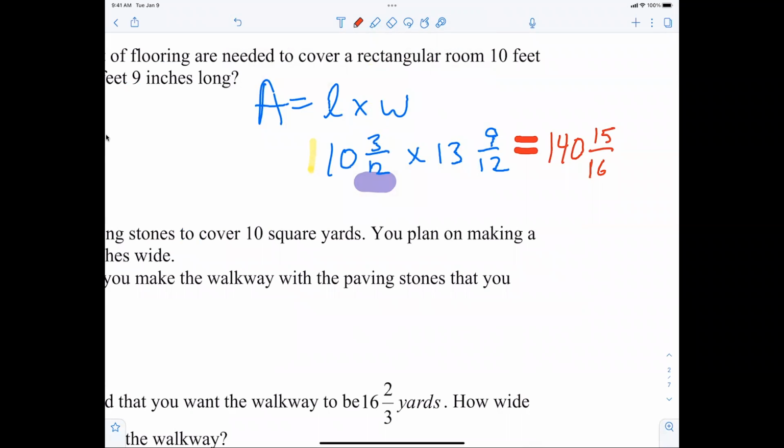All right, what would be the correct answer? How do you measure area? With what? With squares. Thank you. You measure area with squares. So this would be 140 and 15/16 what? Square feet. Square feet. So everybody needs to put the units on. We're going to work hard on units as well.